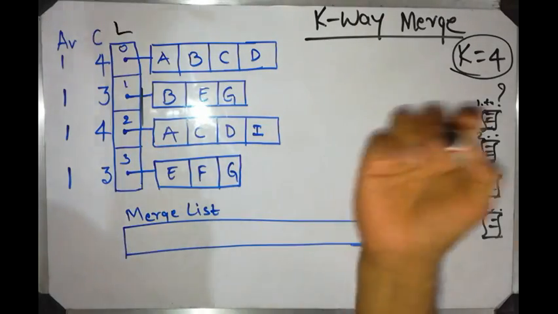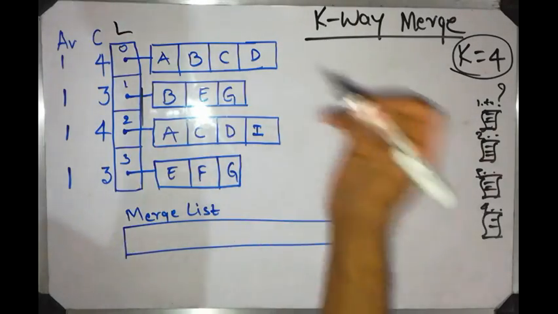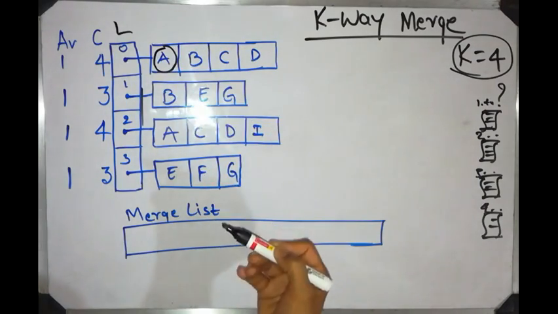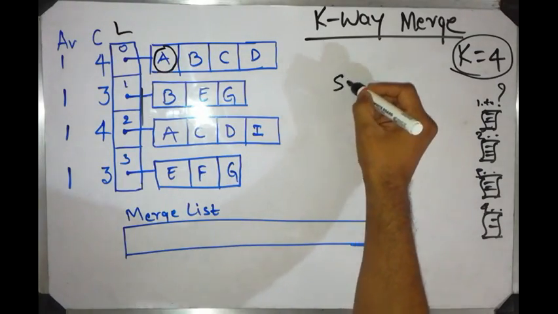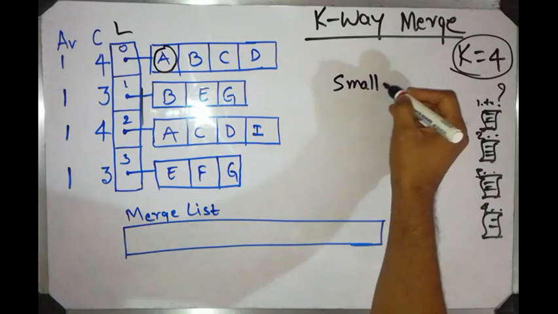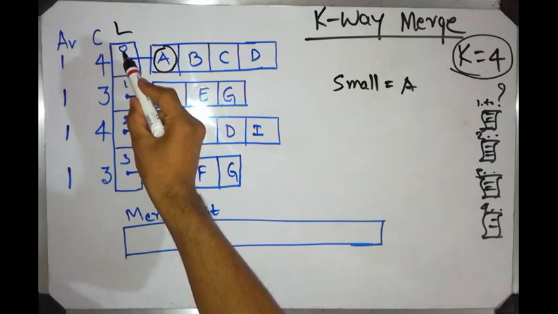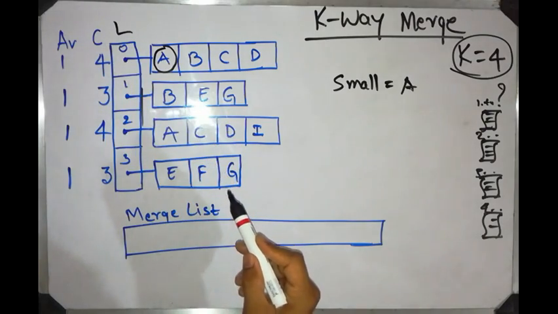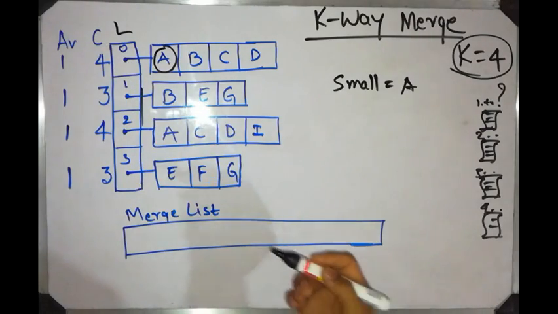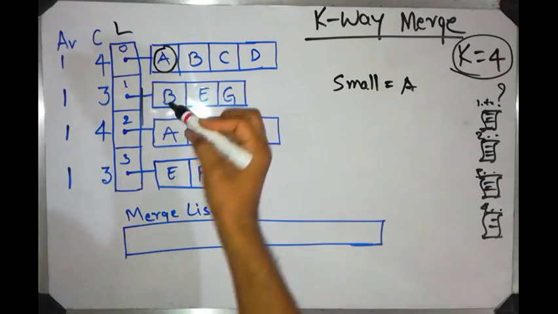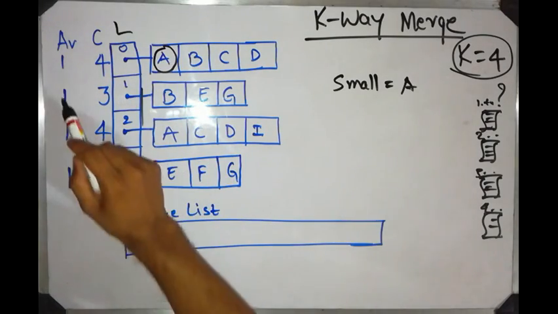Okay, so let's start. We'll consider the first name of the first list and consider it to be the smallest. So now smallest is A, that is the first name in the first list. Now what are we going to do? We're going to check whether the next list is still available. Yes, it is still available.